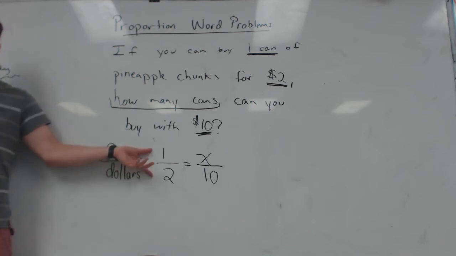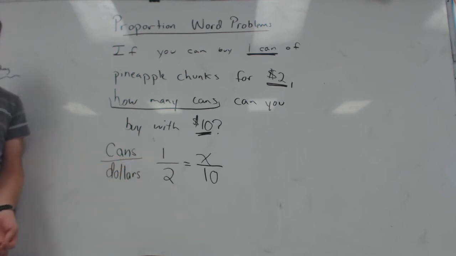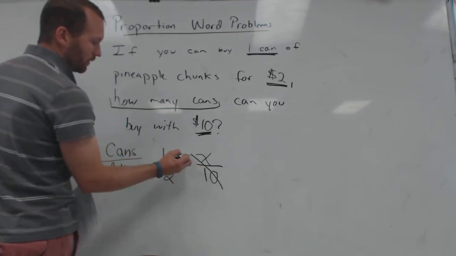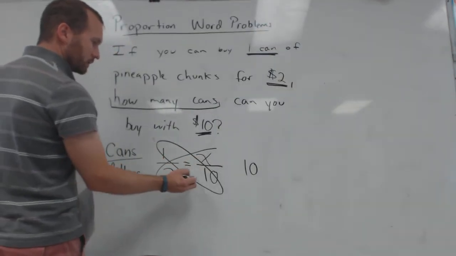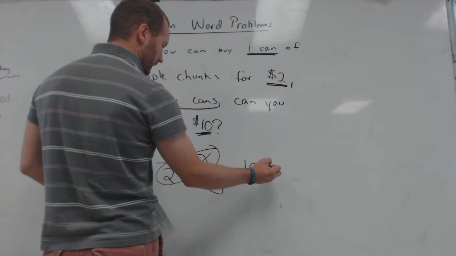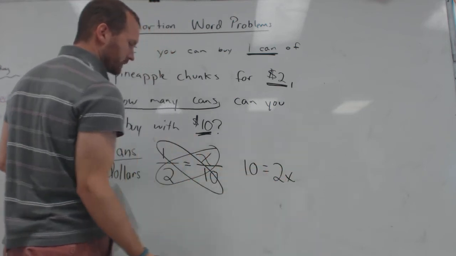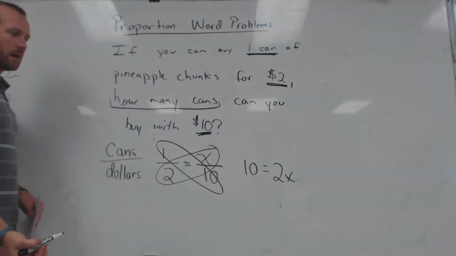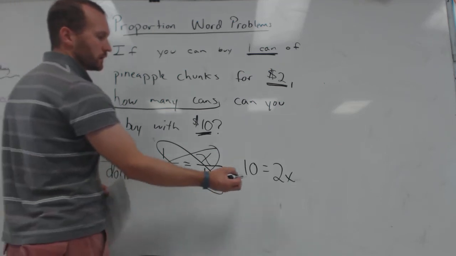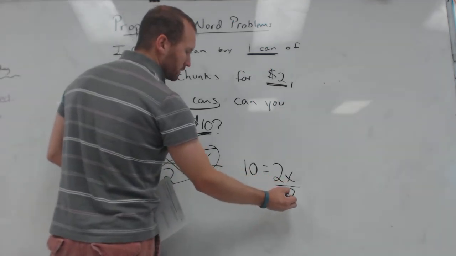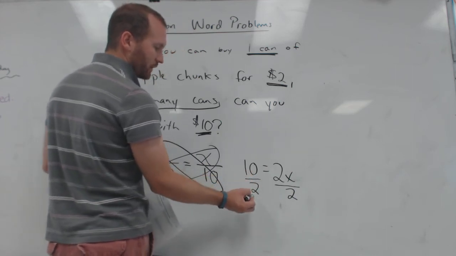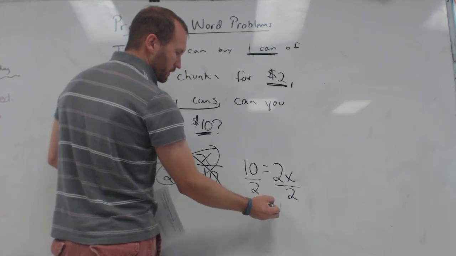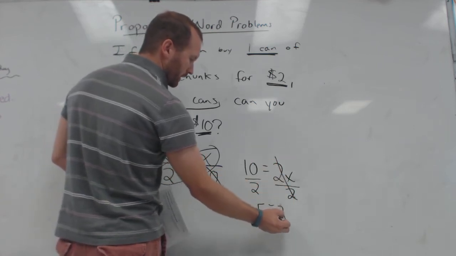Now I have a proportion that looks just like those proportions we just saw. So what do I do? Cross multiply. 1 times 10 is 10. 2 times x is 2x. I want to get x all alone, so I divide both sides by 2. And I have 10 divided by 2 is 5. 2x divided by 2 is just x.